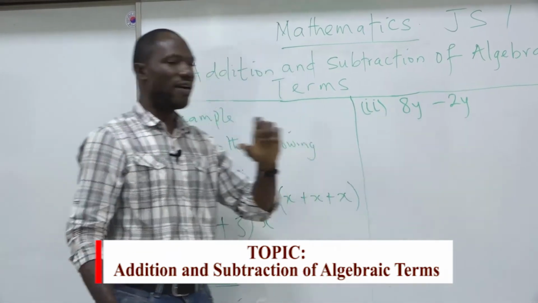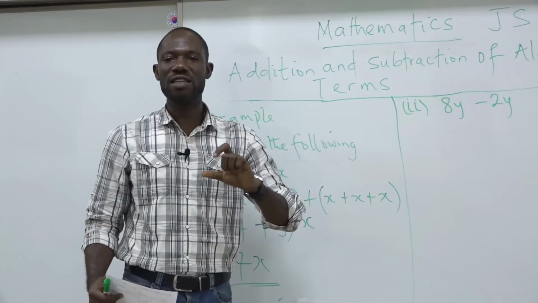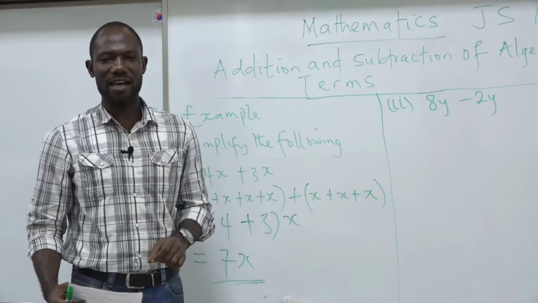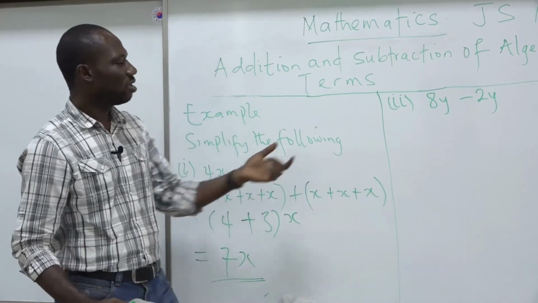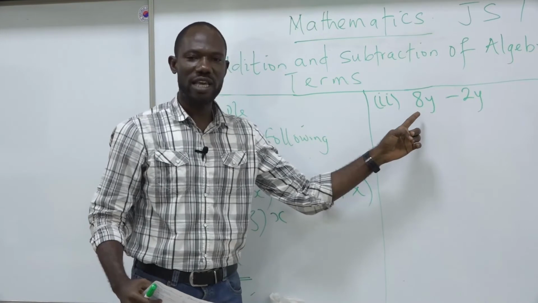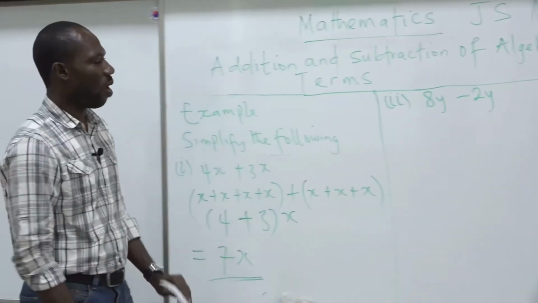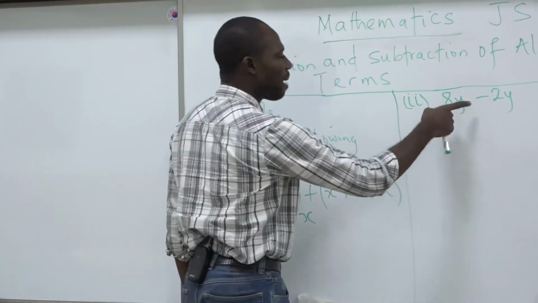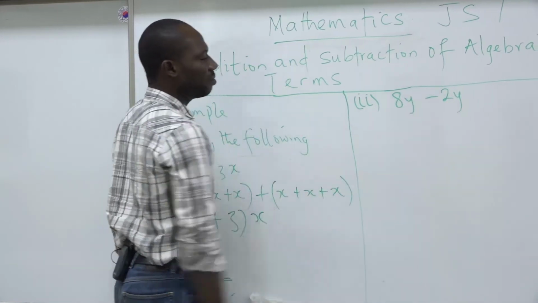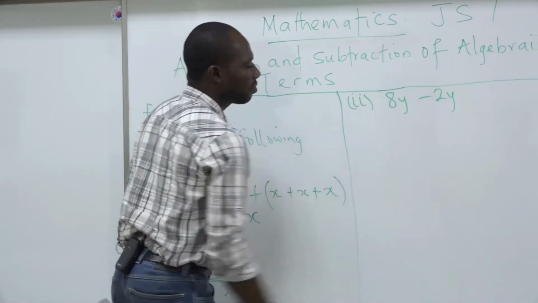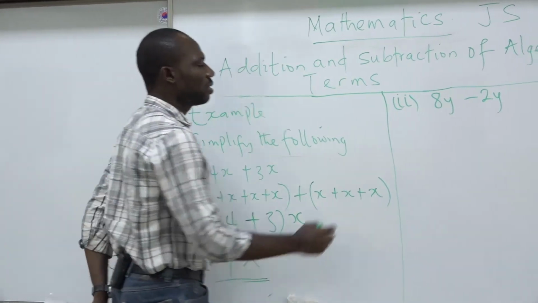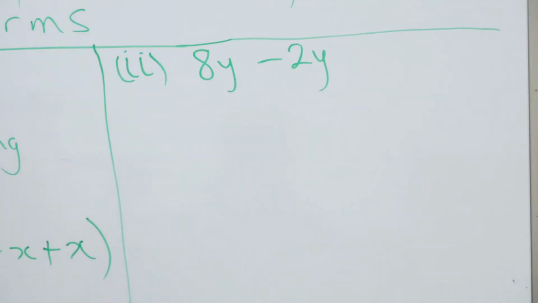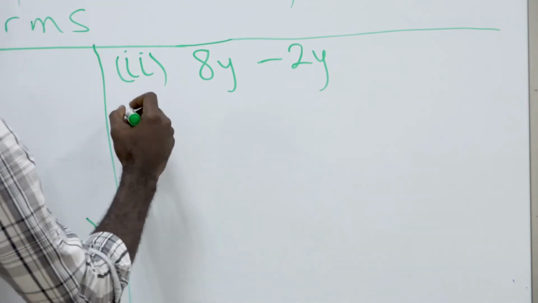I already told you that an unknown term is usually represented by a letter, whether A, B, Z, whatever letter it is. So in this case, we have our known term to be 8 and our unknown term to be y. And we also have minus our known term 2 and unknown term y. So all we need to do is to proceed by having our y in 8 places.